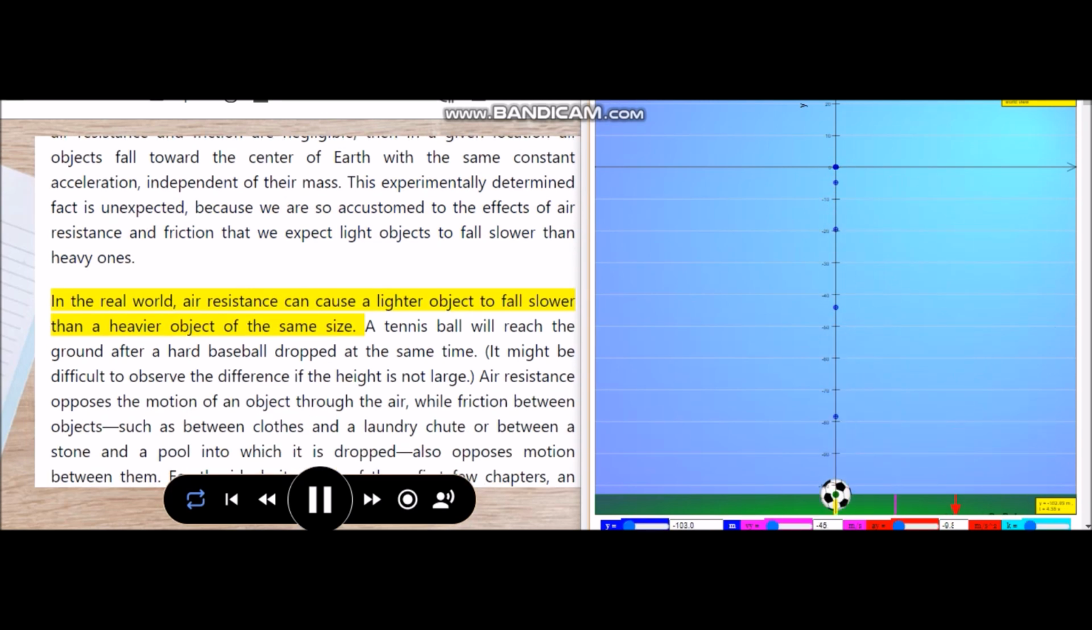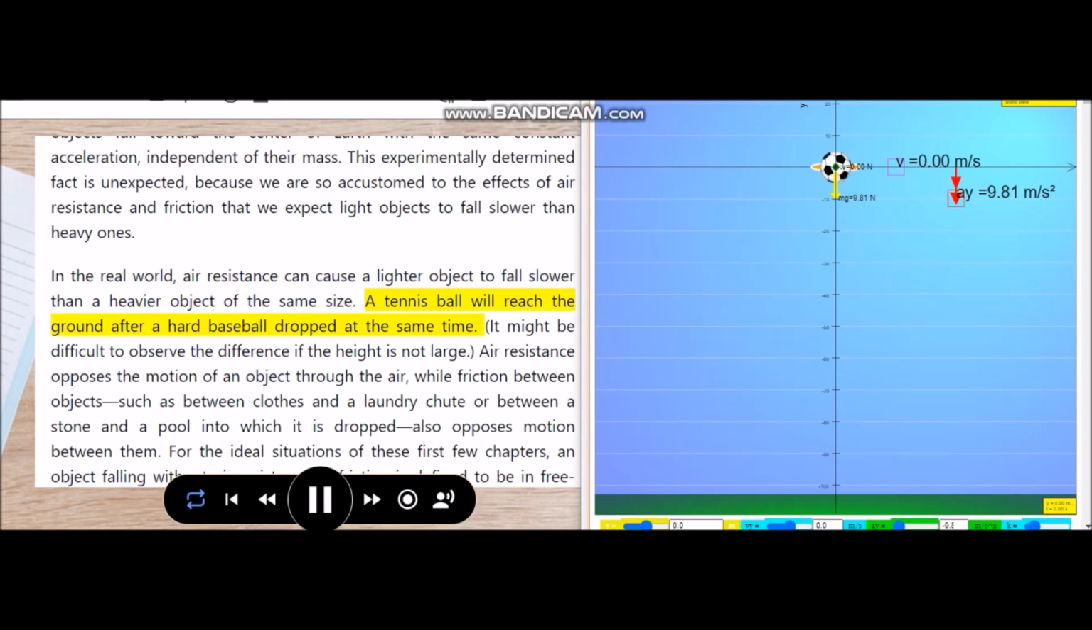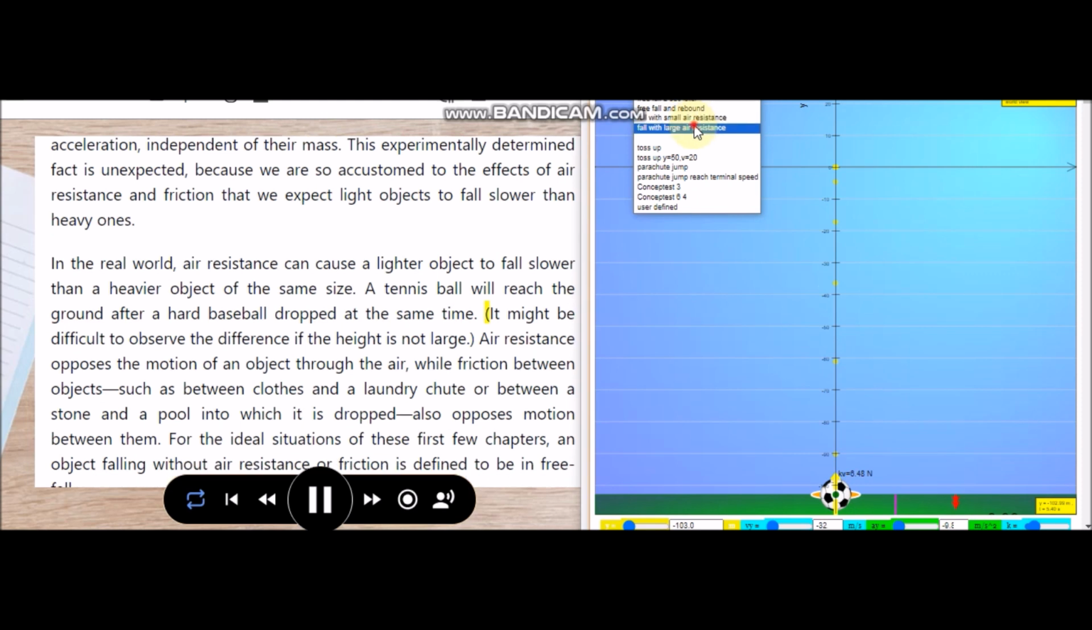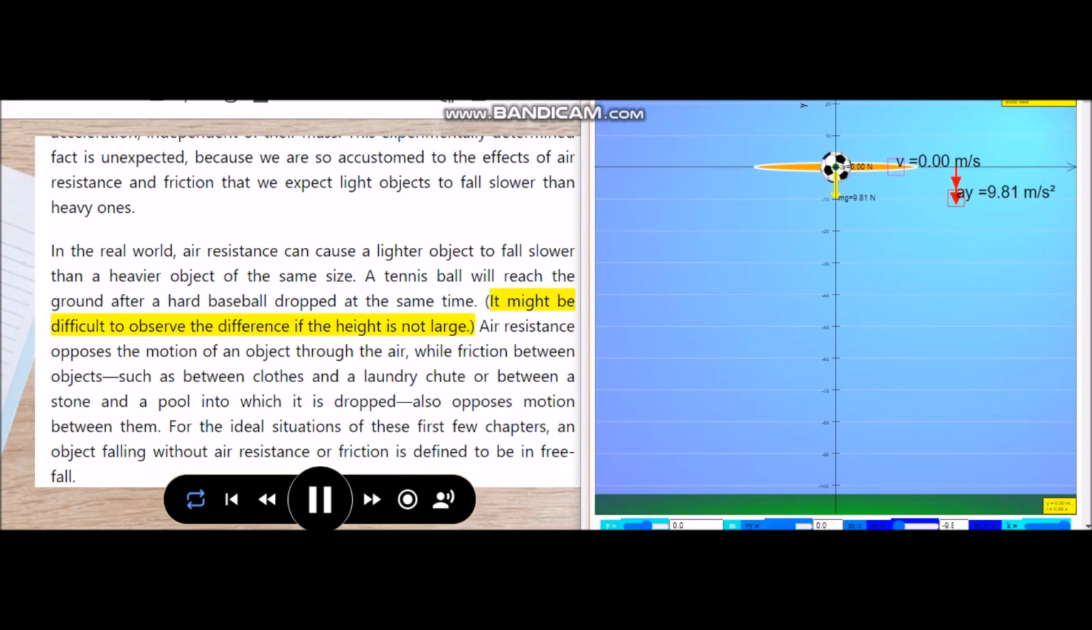In the real world, air resistance can cause a lighter object to fall slower than a heavier object of the same size. A tennis ball will reach the ground after a hard baseball dropped at the same time. (It might be difficult to observe the difference if the height is not large.)